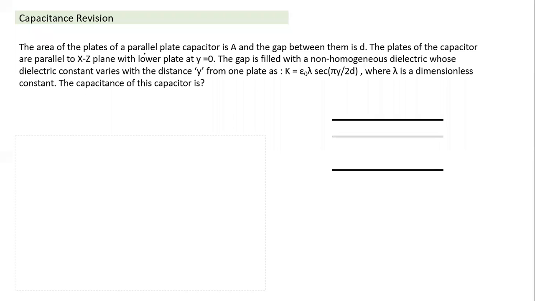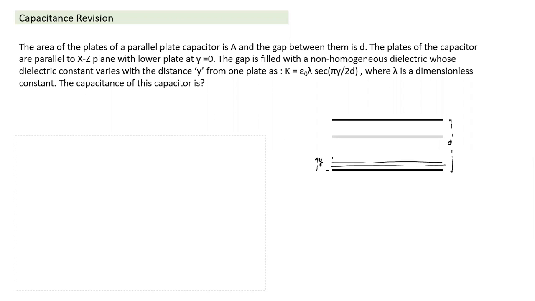The area of the plates of a parallel plate capacitor is A. The gap between them is D. The plates of the capacitor are parallel to the XZ plane, so this direction is the Y direction. The lower plate is at y equal to 0, and the gap is filled with a non-homogeneous dielectric. So it is like several thin layers of dielectric, each layer having a different dielectric constant, because the dielectric constant varies as a function of y.